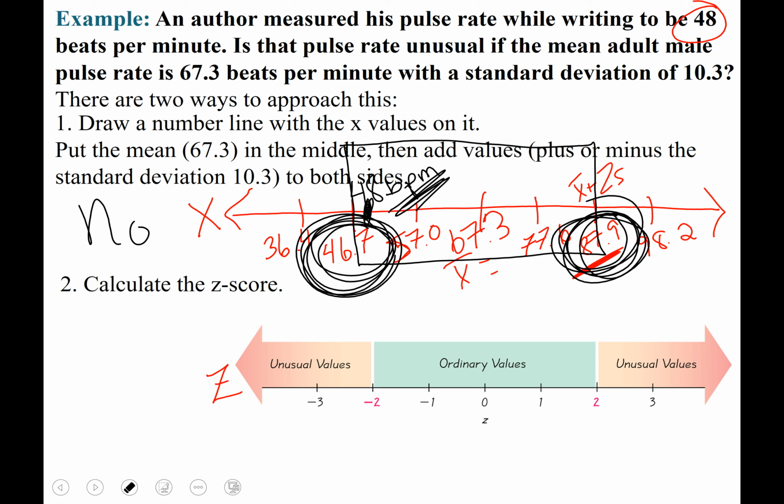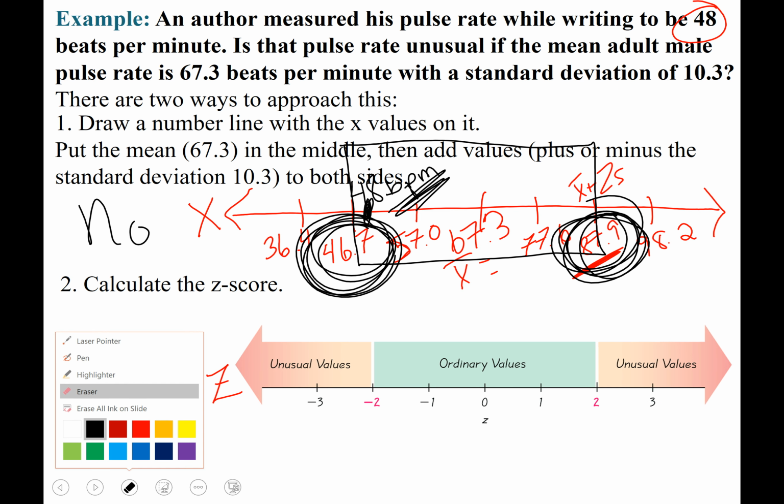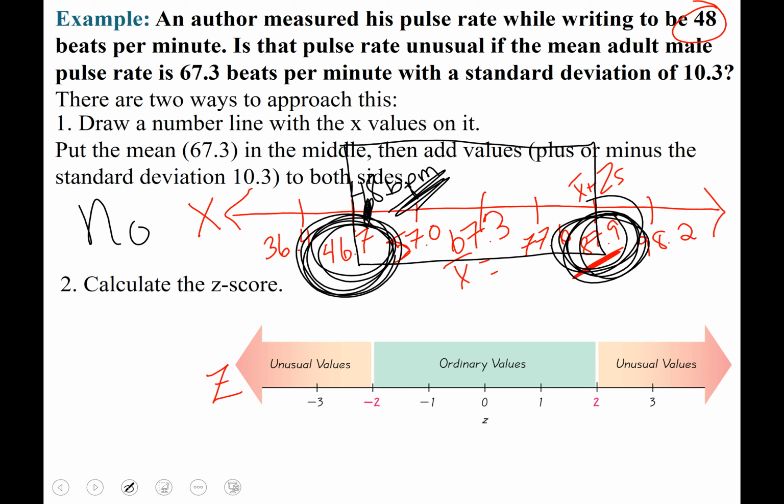Okay, let's go with that. Okay, second method is to calculate the z-score. So we're going to use this formula here. The x value that we are interested in is 48. So we will do 48 minus the mean, which is 67.3, divided by the standard deviation, which is 10.3.